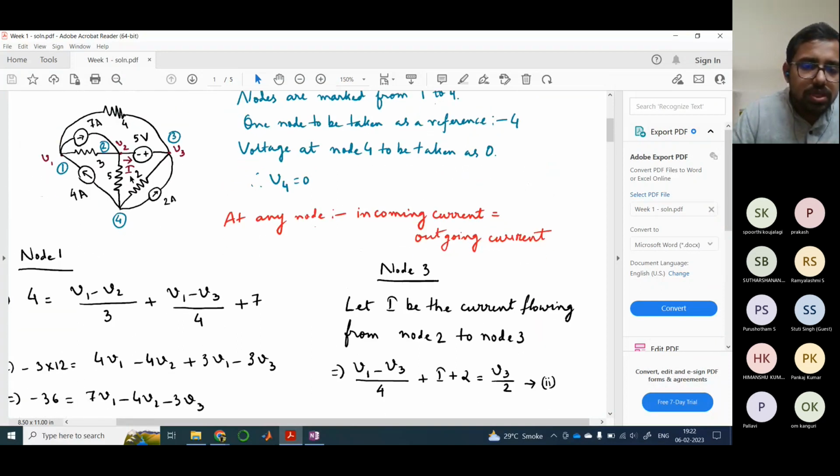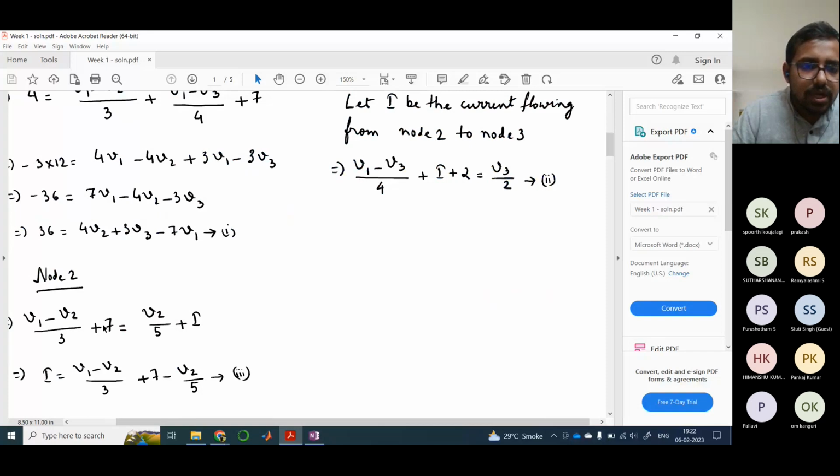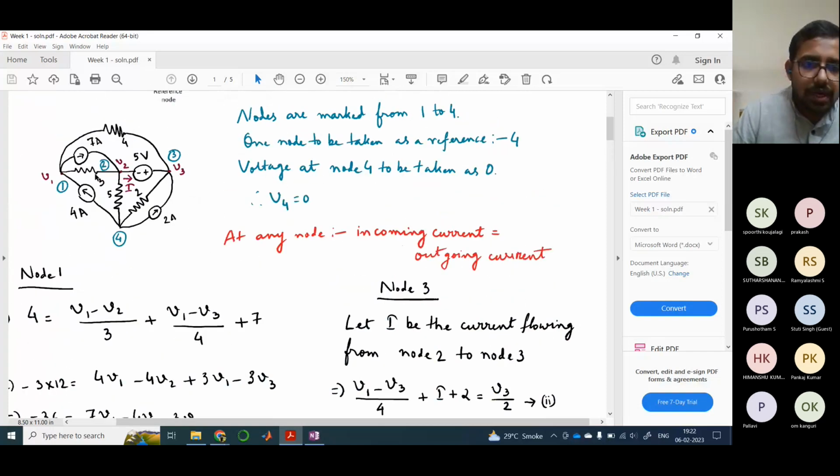And we also have this node 2 here, where we can frame the equation in a similar way. This would be very simple. My current would be flowing from node 1 to 2 in two paths: one through this resistance of 3 ohm, and one through this current source of 7 ampere. That is why we get (V1 minus V2) by 3 plus 7. These are my two incoming currents. And my outgoing current would be one flowing through this 5 ohm resistance to the ground terminal, and the other through this path, which is nothing but I.